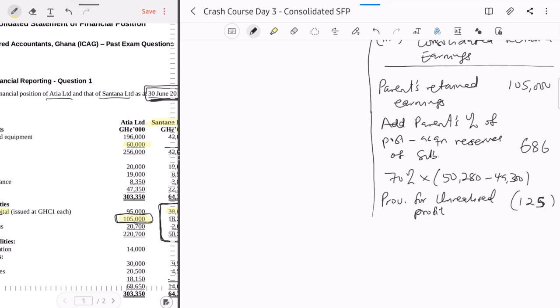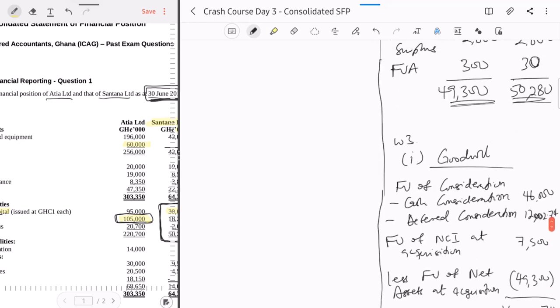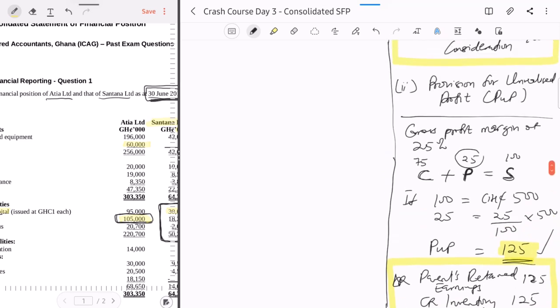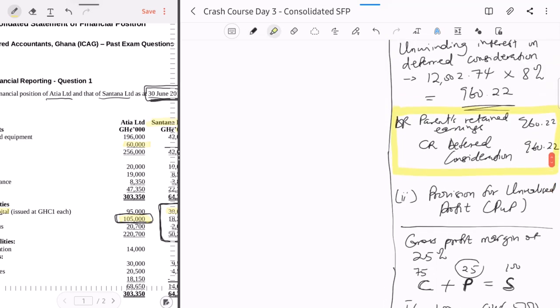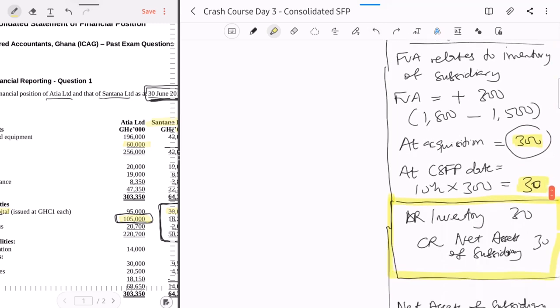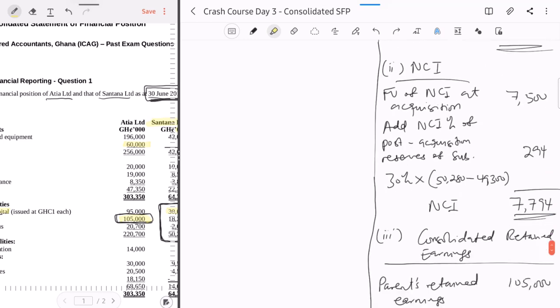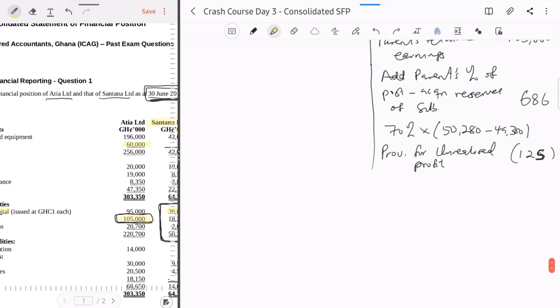I'm going to deduct 125 because my double entry said what? Debit, right? 125. Then I remember there was something called unwinding interest. Do you remember? That was also going to be what? Debited to, yeah, right here. I said debit parent retained earnings with what? 960.22. So I need to come and deduct 960.22 from this figure as well. So this is to be less, so less this, and also less unwinding interest. I think it was 960.22. So I deduct.